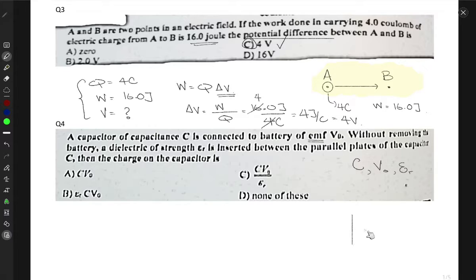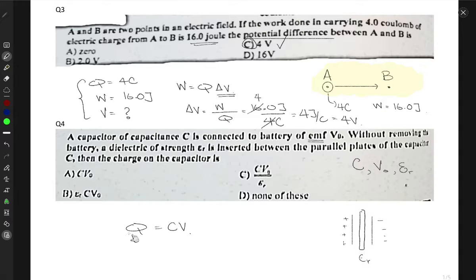So we can assume a situation, picture that as these are the plates of the capacitor. Suppose these are positively charged and here we have negatively charged. Now what we are doing is we are inserting a dielectric material between these plates, and the strength of this dielectric material is given as epsilon R. Alright, so then the charge on the capacitor is, so they're asking you about the charge on the capacitor. So what do we know about charge and the EMF? What relates these two things? So we know that that's the equation Q is equal to CV, right?